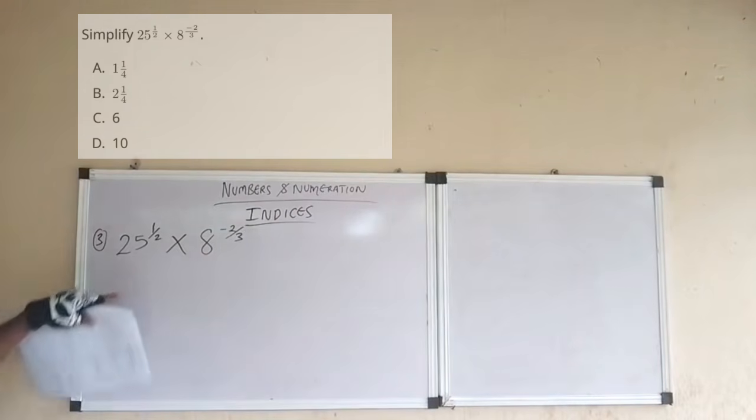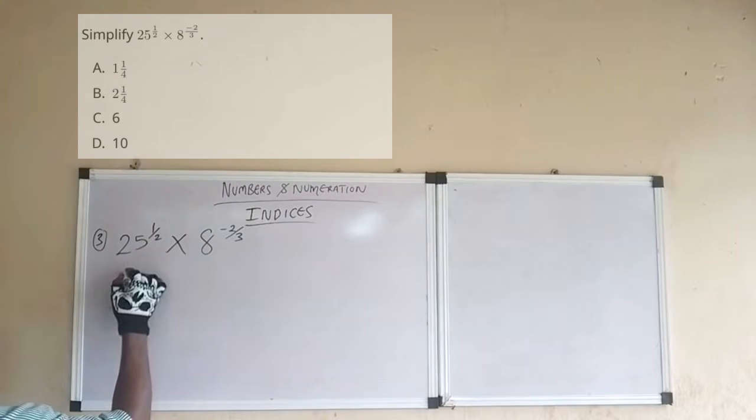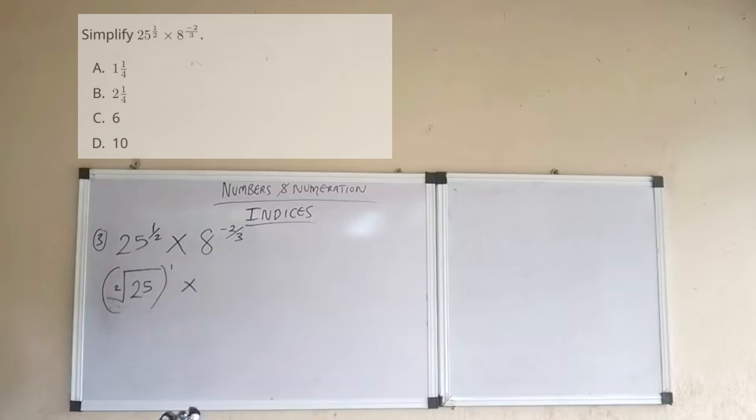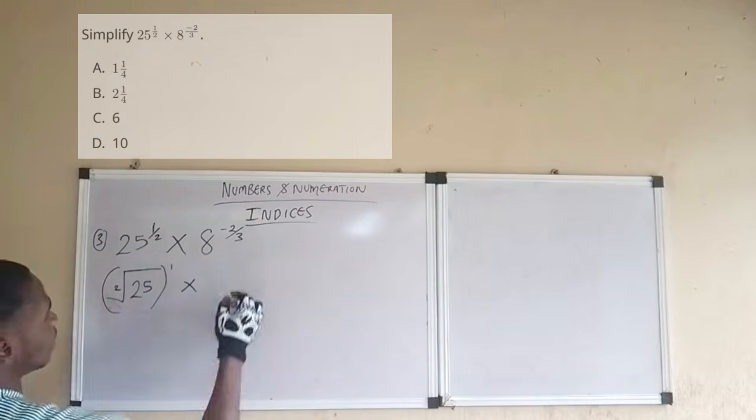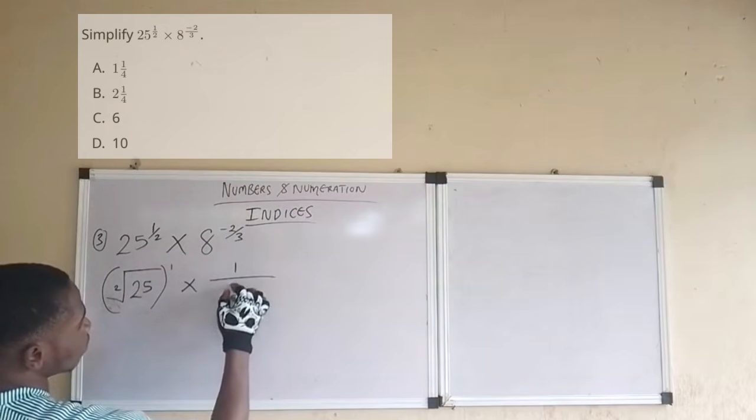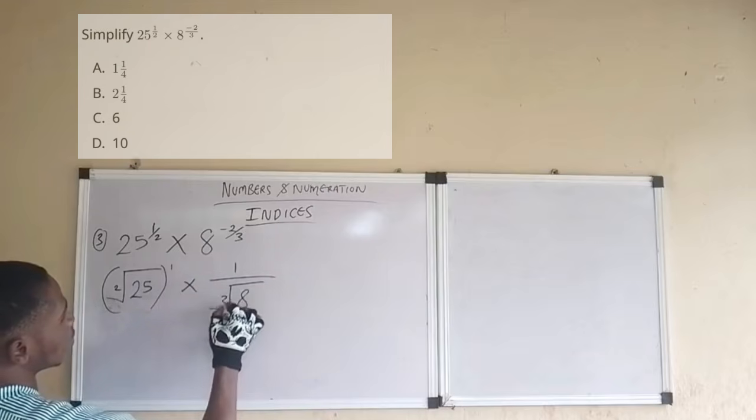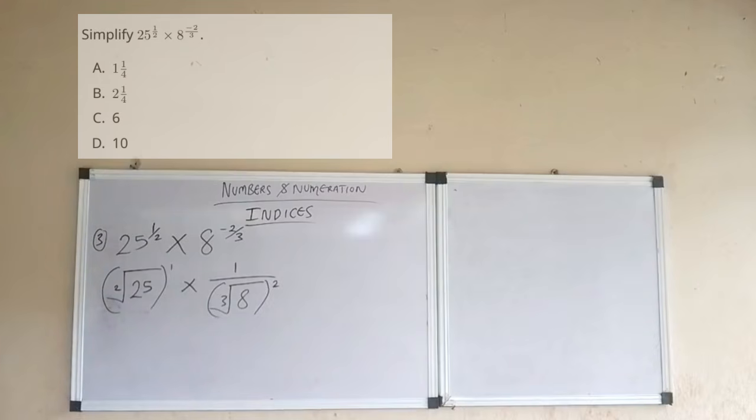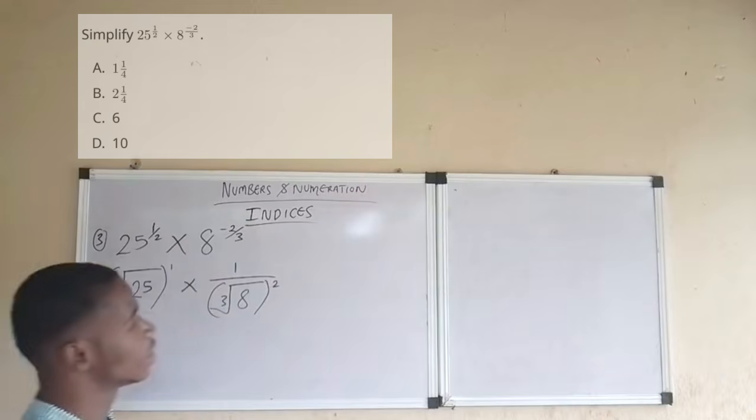Now, 25 raised to the power 1 over 2 can also be written as this. And 8 raised to the power minus 2 over 3 can also be written as this. All right. Now I'm going to write the law that breaks this down. So just take note of the law.